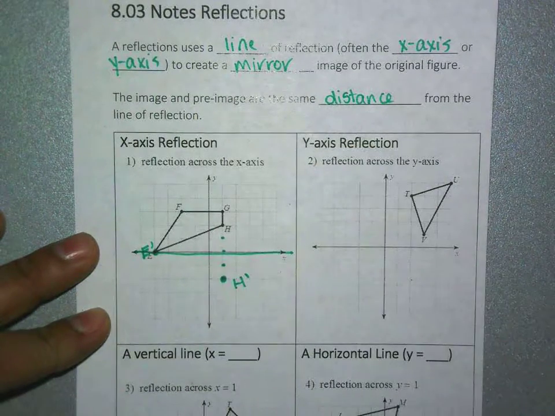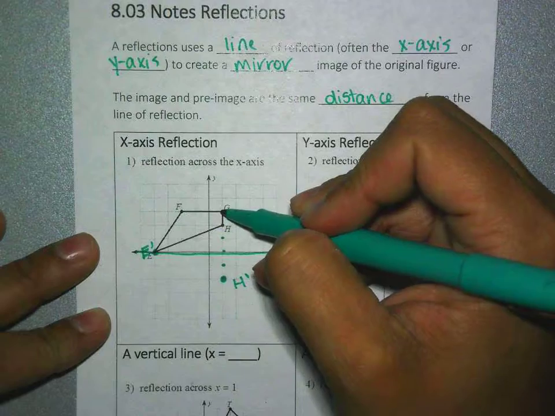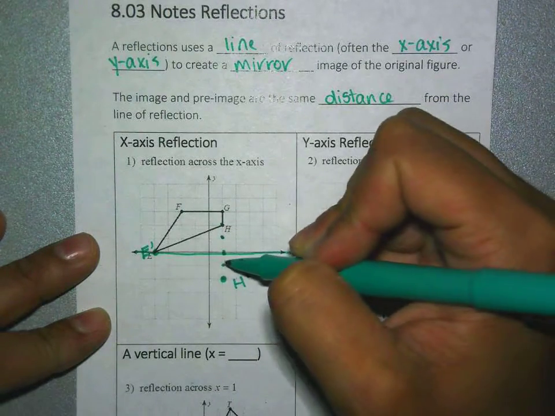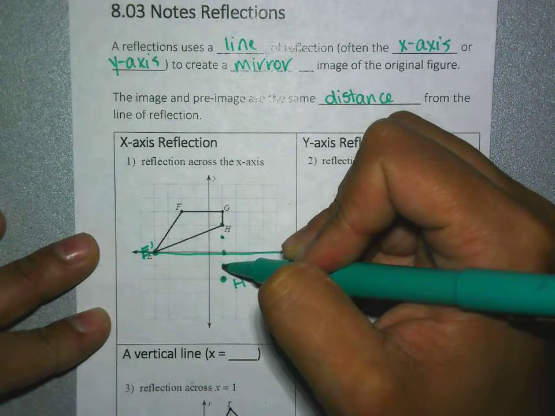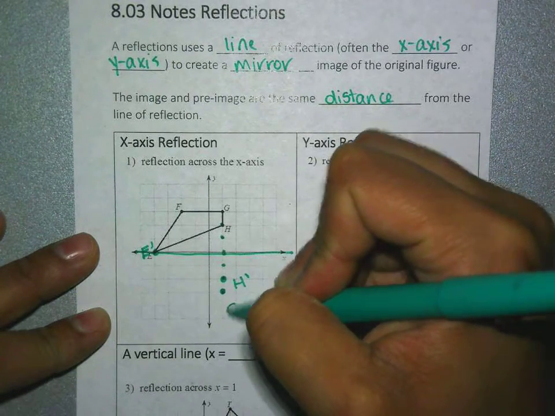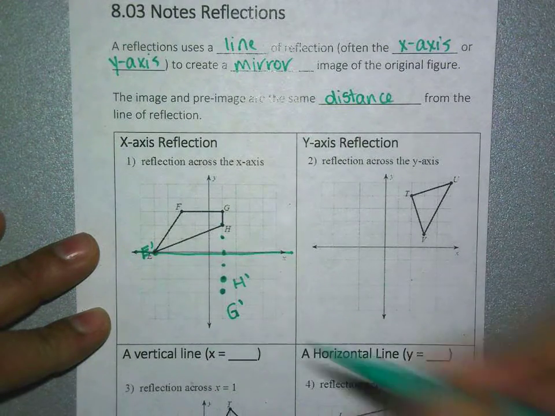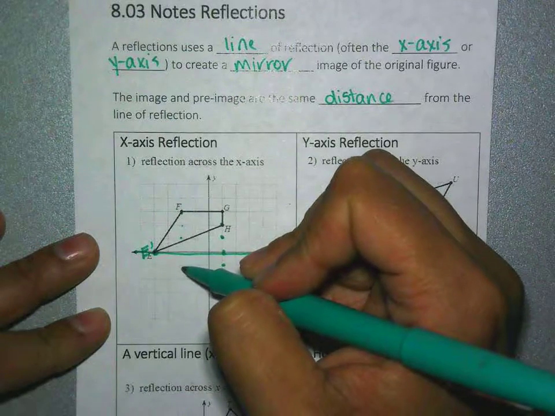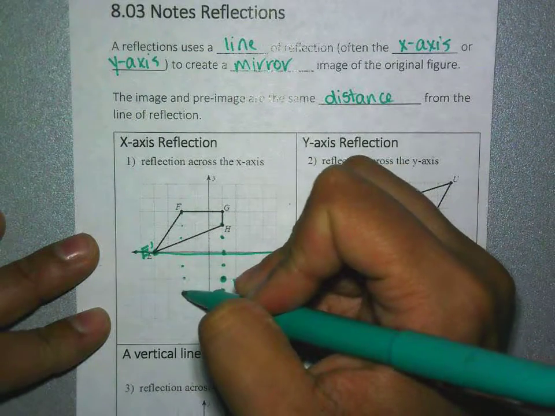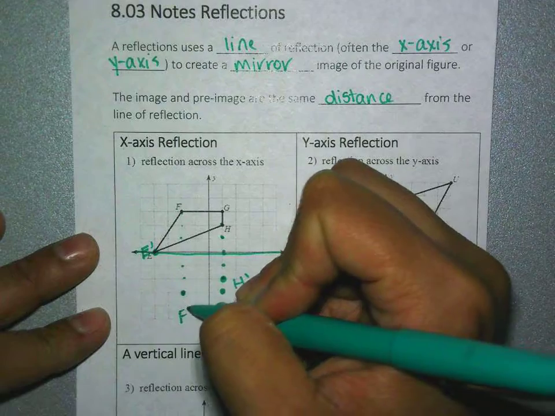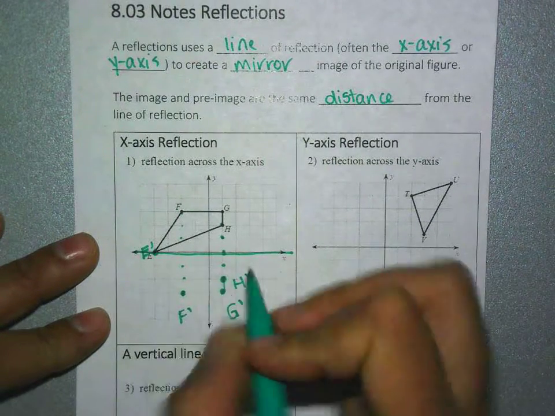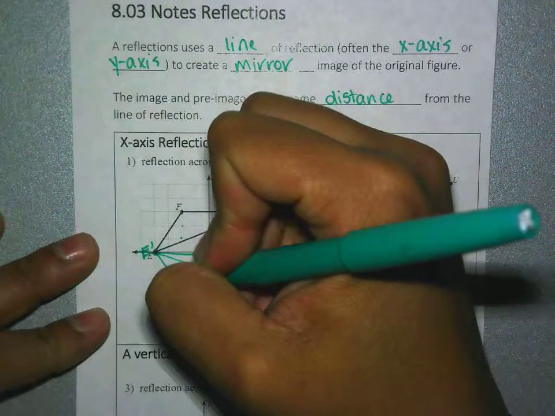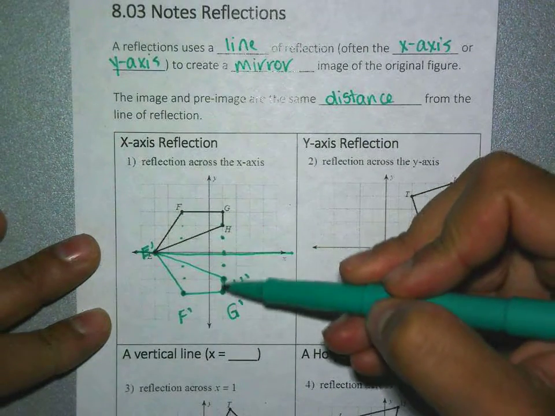find H prime. G is 3 boxes away, 1, 2, 3. So I'm going to go 3 boxes in the opposite direction, 1, 2, 3, to find G prime. Finally, F is also 3 boxes away. So I'm going to go 3 boxes in the other direction in order to find F prime. And finally, I connect my points to create the mirror image over the x-axis.